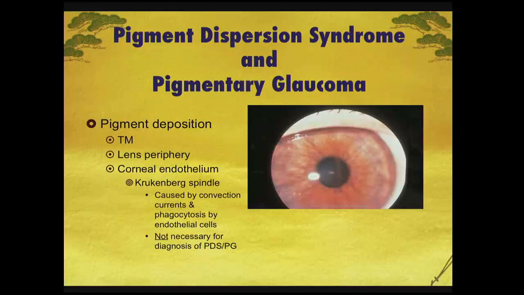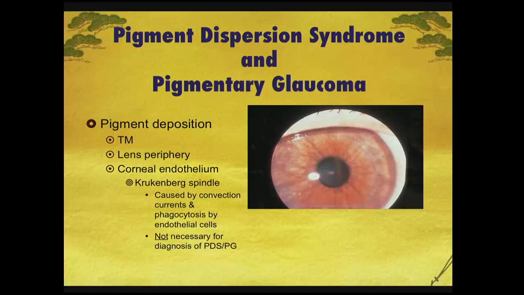Pigment dispersion syndrome and pigmentary glaucoma. Here you have pigment deposition on the trabecular meshwork. So again, on gonioscopy, you'll have a very dark trabecular meshwork. You can also see pigment deposition on the lens periphery, and on the corneal endothelium. That's called a Krukenberg spindle.